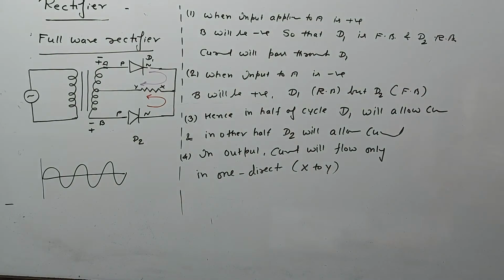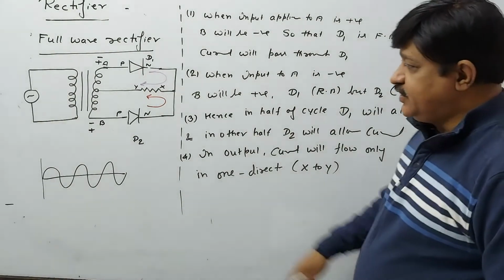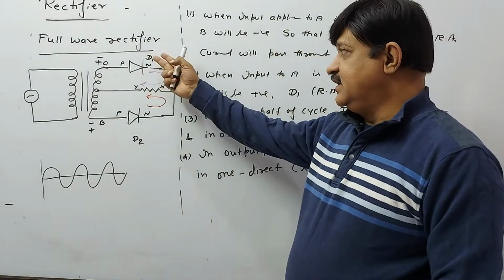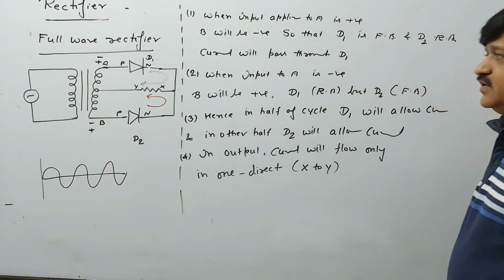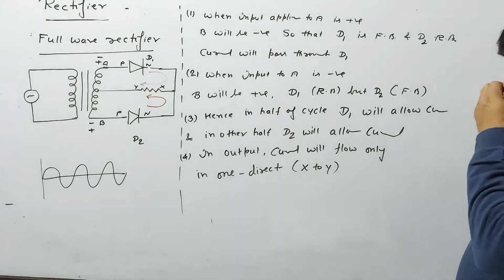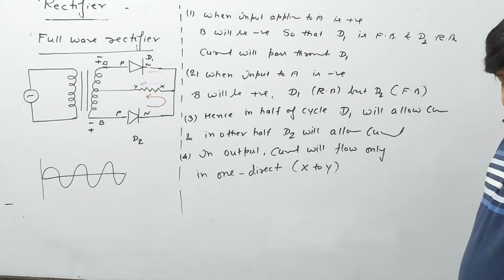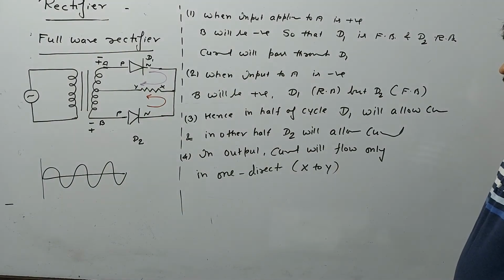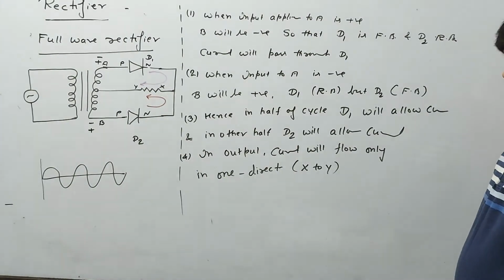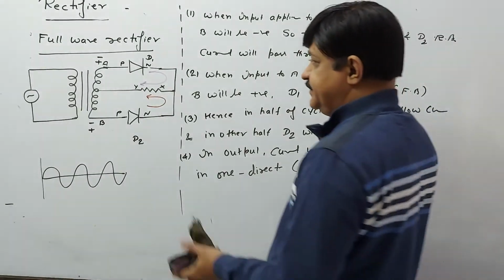So we have the two diodes. The first diode when conduct, D2 will not conduct. When D1 will not conduct, D2 will conduct, and the process will continue. So you will get the complete full wave. So the wave formation looks like this.